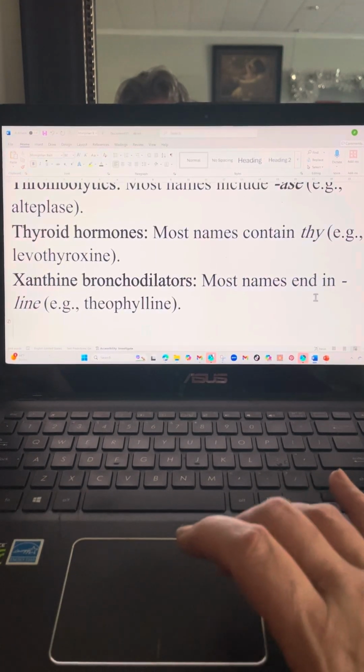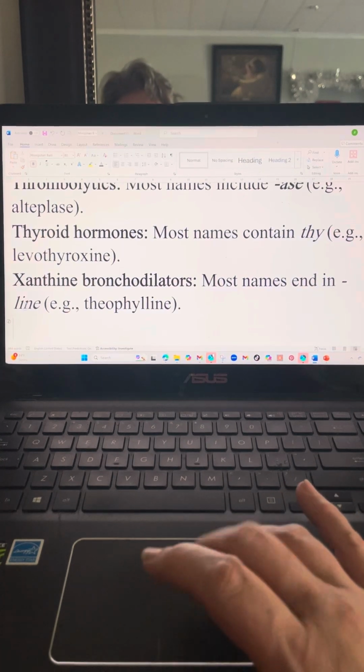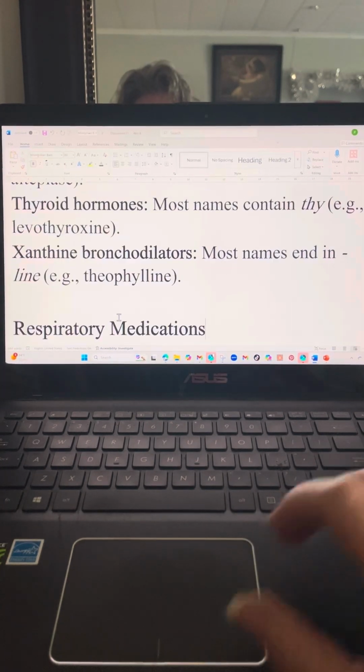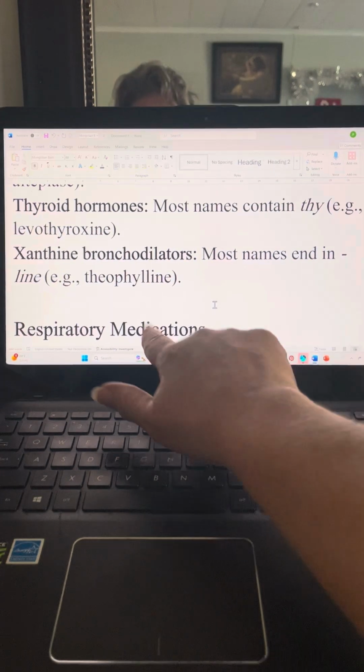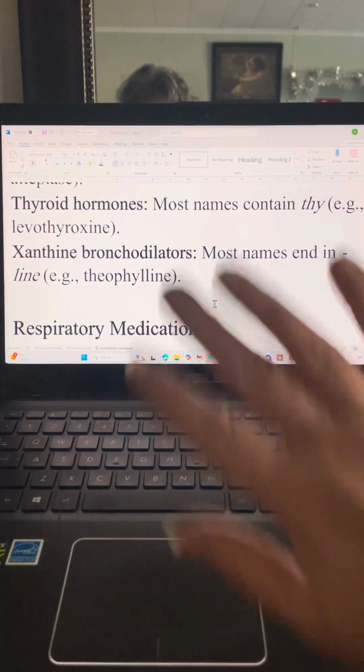Xanthine bronchodilators, most of them end in lin or theophylline. Okay. I think it's too long already, but I'm fixing to come back and talk about some respiratory meds. I want to show y'all something. But I hope it helped.